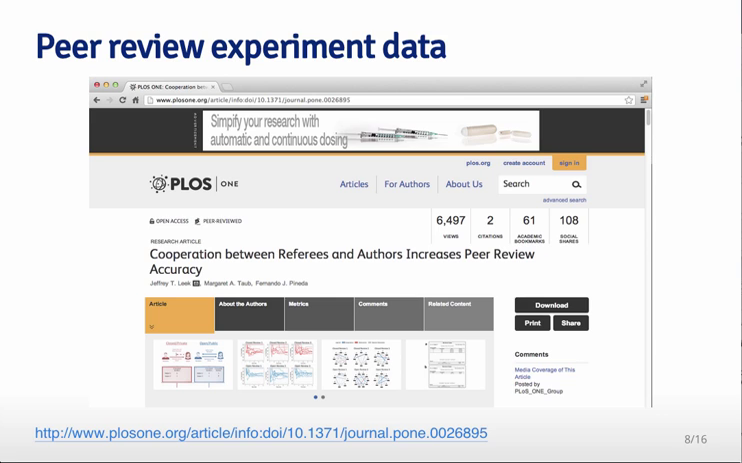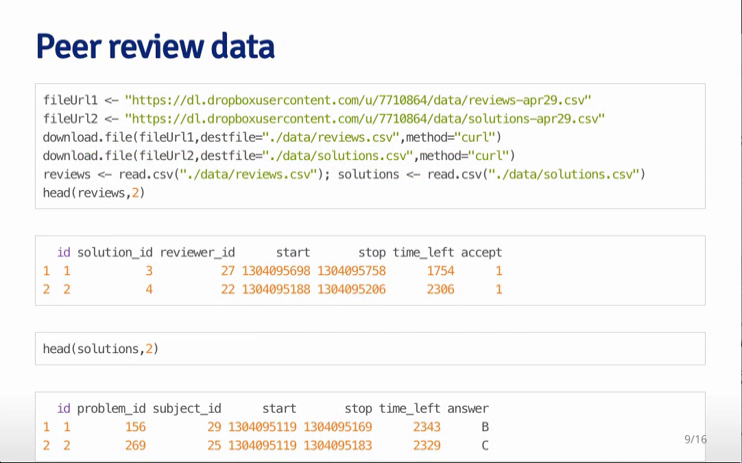I'm going to go back to this peer review experiment data to show you some other ways that you can manipulate text variables in order to get the answers that you need. So again, I'm going to download the data from the internet, and store it into two data frames. One is the reviews data frame, and one is the solutions data frame, where reviews is the set of problems that have been reviewed by peers in this experiment, and solutions is the set of the SAT questions that have been submitted by people.